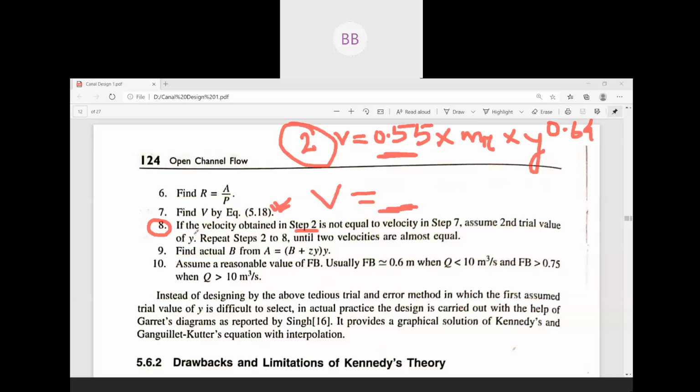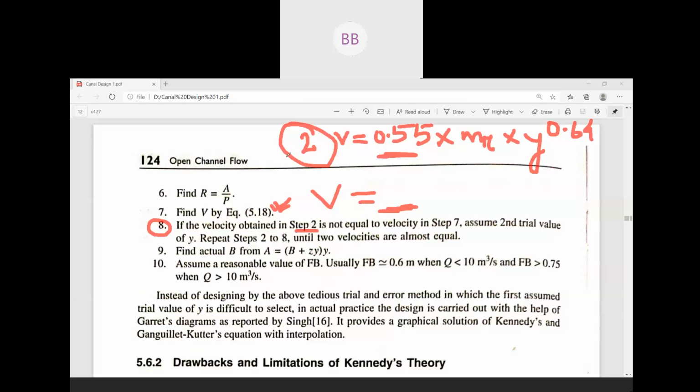Now we have to check whether the velocity calculated in step number 2 and the velocity calculated in step number 7 are equal or not. What is written here: if the velocity obtained in step number 2 is not equal to the velocity in step number 7, then assume a second trial. If it is the same, then we need not do anything further. It means that our assumed depth of flow is our required depth, and for that particular depth we are going to construct or design that channel.